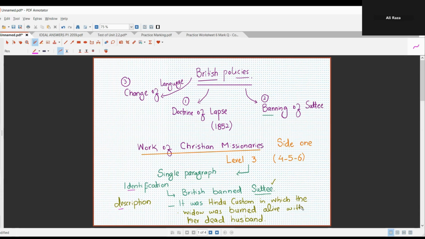But the most important part that relates your information to the question. Now it's time to relate your information to the question. So we analyze it. Although it was a cruel custom, but the Hindu sentiments were attached with it.